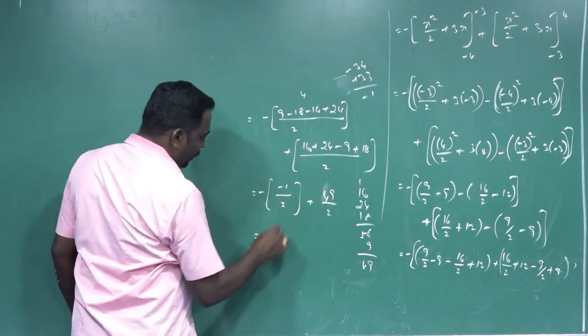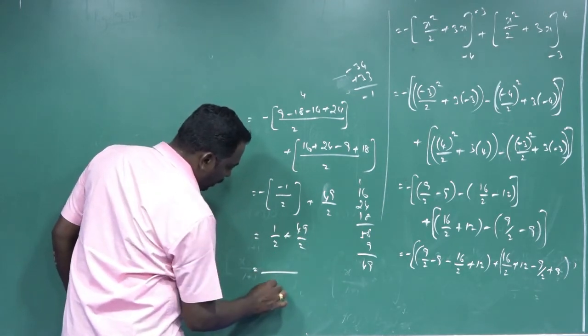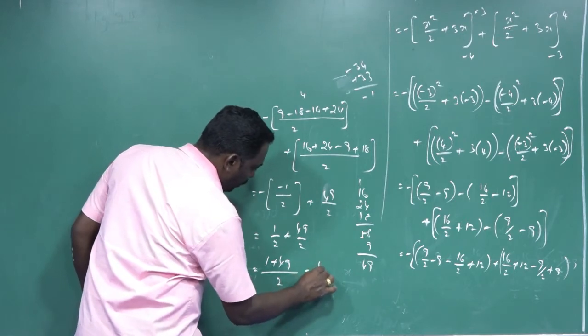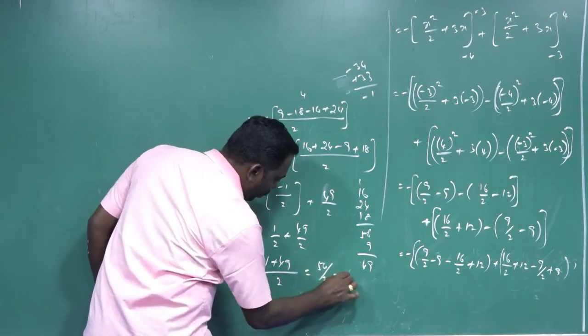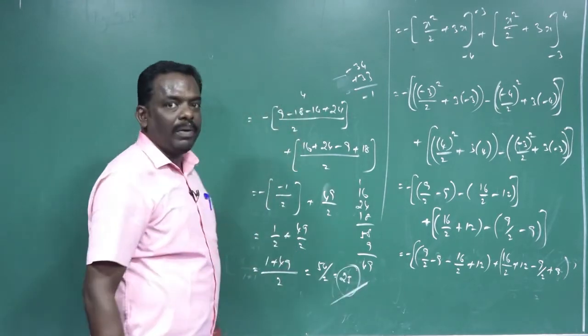That is equal to minus, plus 1 by 2 plus 49 by 2. That is equal to, take the common denominator equal to 2, 1 plus 49, that is equal to 50 by 2, that is equal to 25. Therefore the final simplification is equal to 25.